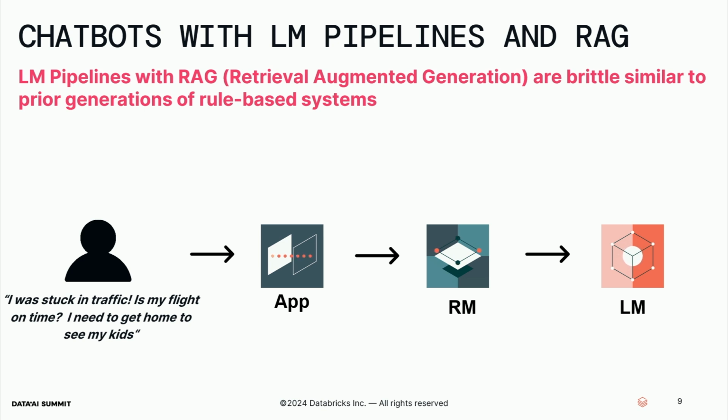Building on our understanding of the single model chatbots, we have this introduction of a retrieval model, which marks a pivotal enhancement. The retrieval model retrieves information that augments the language model's responses, and that ensures answers are both relevant and accurate. But while this RAG system enhances the response quality by integrating relevant data, it also introduces a level of complexity and potential brittleness, akin to earlier rule-based systems that were developed going back to the 1990s, even earlier than that.